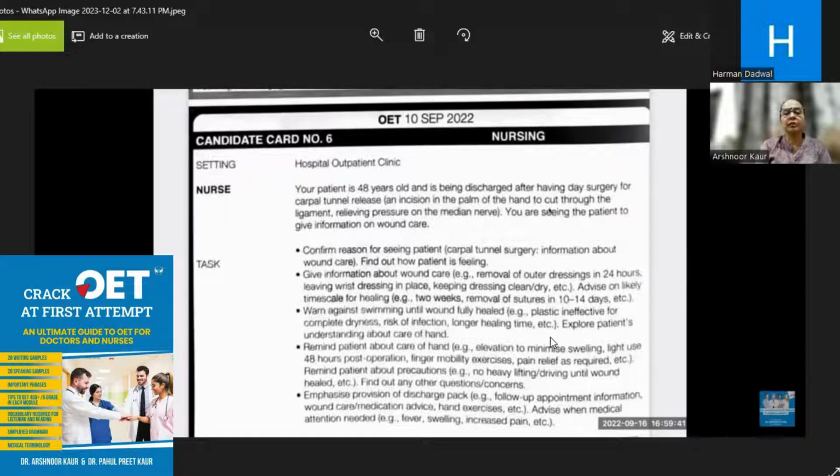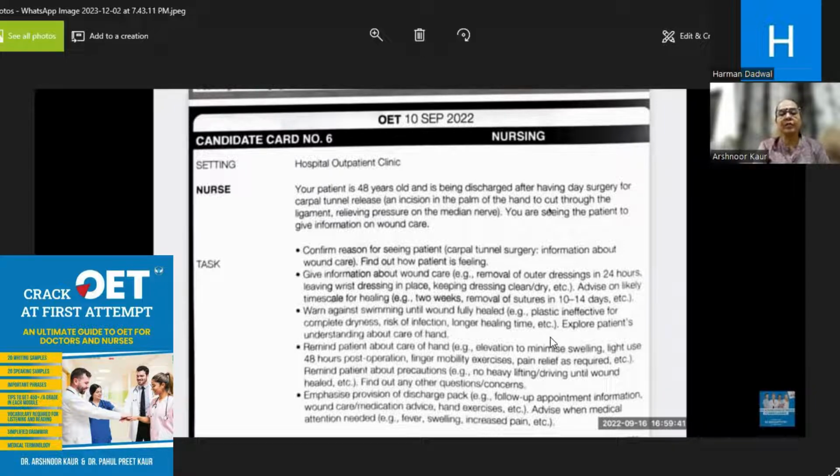So let the patient be Harry. Harry, how are you feeling today? The patient is 48 years old, and I've already told you, if the patient is above 50 or 55, you should use Mr. or Mrs. Below that, you may directly call the patient by name. Let the name of the patient be Harry, and the nurse is asking Harry, how are you feeling now?